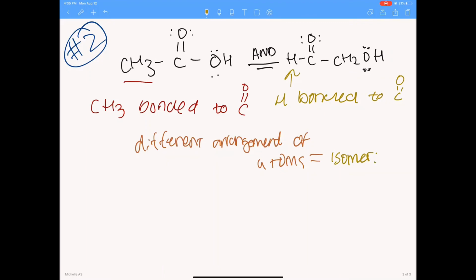Thus, this concludes that an isomer and a resonance structure have the same molecular formula, but a different arrangement of atoms.